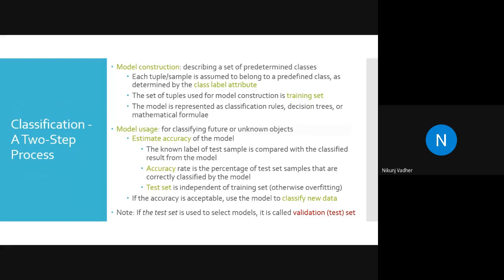What is classification? Can we directly take your exam? No. Why? Because you need to learn first. First you have to learn, and then you have to appear for the exam. The same thing will happen in case of classification. It is a two-step process: model construction and then model validation. We call it testing. We will validate whether our requirements are satisfied or not.